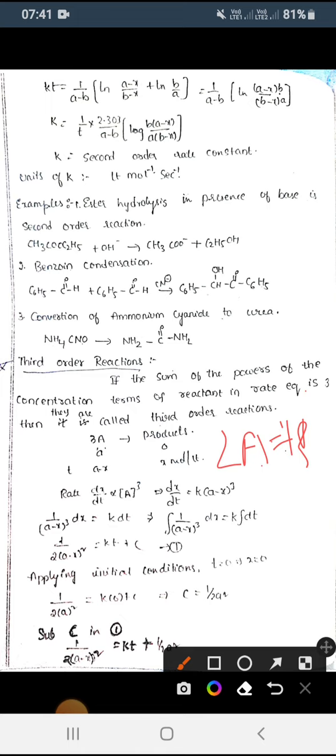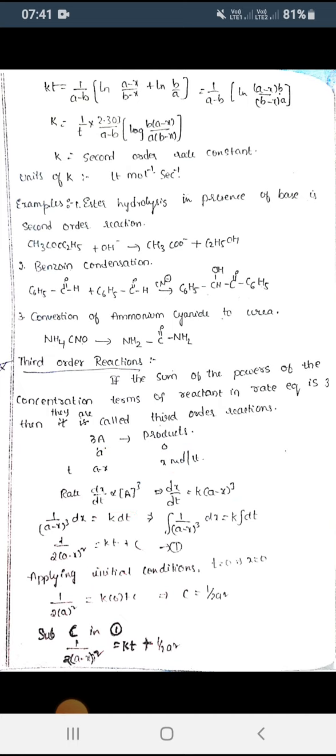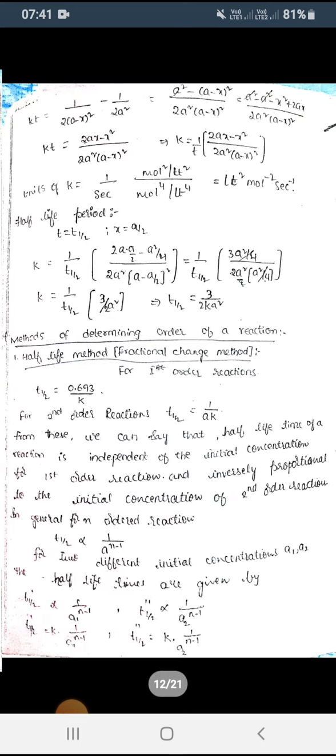Now let us consider one equation: 3A gives rise to products, with concentrations A0, A minus X, X moles per liter. Here the rate we write as k times A cubed, where A is A minus X whole cubed. So dx/dt equals k(a minus x) cubed. When you integrate, we get 1 by 2 into (a minus x) whole square. When you apply x equals 0, t equals 0, we get 1 by 2a square equals C. The C value is substituted in equation 1, that is, 1 by 2 into (a minus x) square equals kt plus 1 by 2a square.